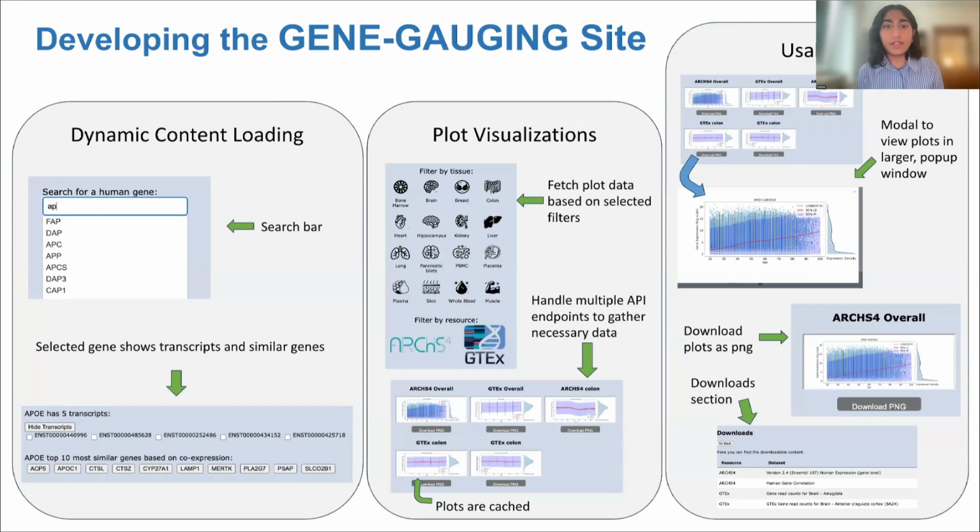The next step in the development of Gene Gauging was to set up the user interface. So there were three main components we focused on while developing this. These include dynamic content loading, plot visualization, and usability. To enhance user experience, we incorporated a search bar for gene names. Also, once a gene is selected or typed in, we display its similar genes and transcripts based on those that most correlate with the selected gene. By including interactive filtering options, users can focus on specific plots, and these plots can be viewed in a larger pop-up window. There is also an option to download the plots and the data used to create the plots.